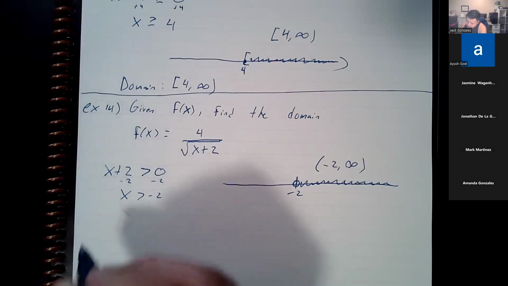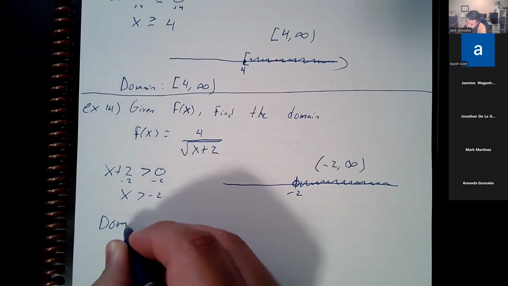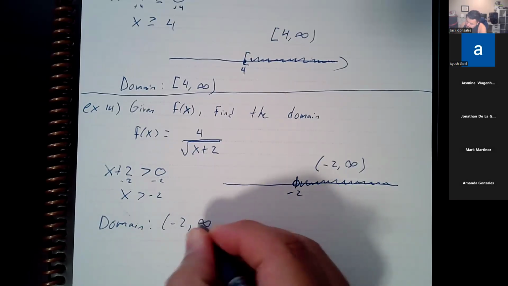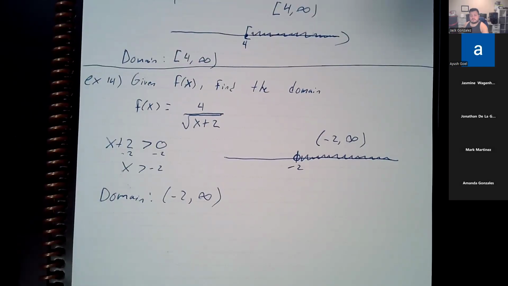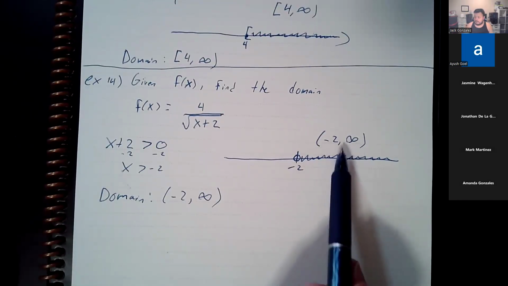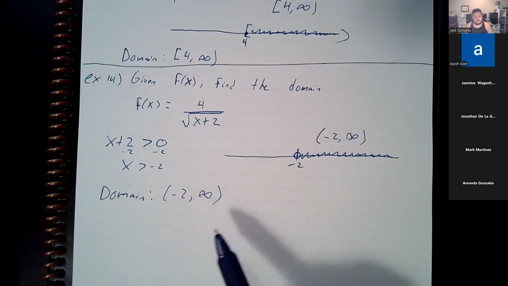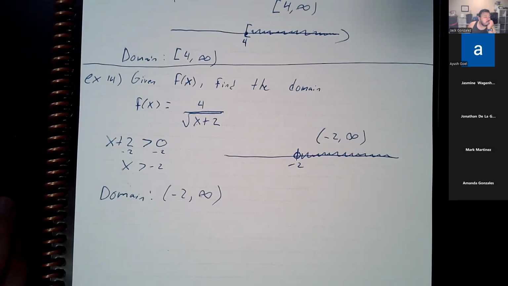Okay, so the domain is just that. That's the only problem. As long as I don't violate that issue I mentioned, making this negative or 0, then we're good. Any questions on 14?